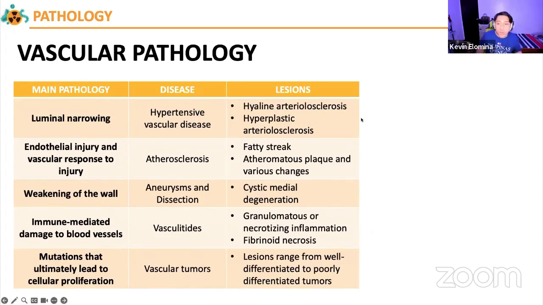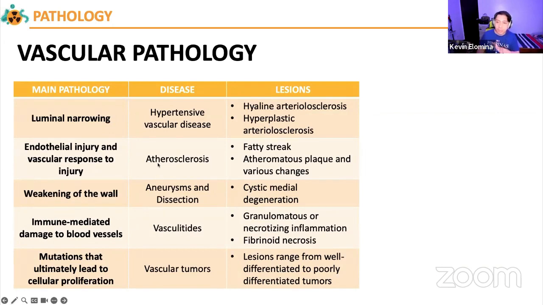Okay. So, let's start with the systemic pathology. So, yung vascular pathology in summary is this. If you have luminal narrowing, that increases the resistance to blood flow. And that will cause what? Hypertension. So, depending on the etiology of your hypertension, you can have your hyaline or your hyperplastic arteriolosclerosis. Your hyperplastic arteriolosclerosis is in your malignant hypertension, while your hyaline arteriolosclerosis is usually caused by your diabetes, your hypertension. At any rate, luminal narrowing ang common feature, and that causes hypertension.